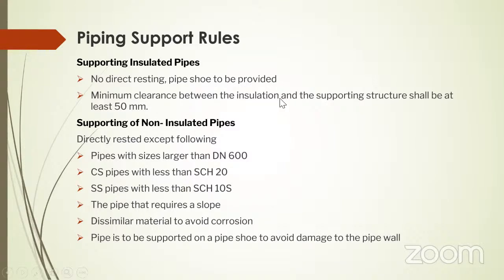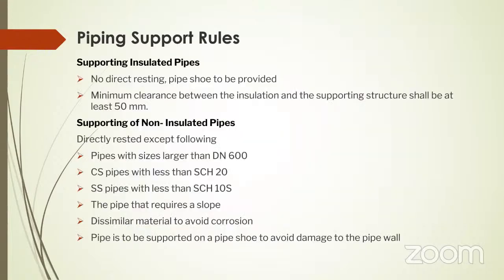And then the minimum clearance between the insulation and the supporting structure, that is the secondary structure, shall be minimum 2 inch, that is 50 mm. And then supporting of non-insulated pipes like cooling water pipelines, air lines, low temperature pipelines. Here they will be directly rested, except the following pipes with larger 600 diameter. You need wear support: carbon steel with less than schedule 20, stainless steel less than schedule 10. These are the non-insulated pipelines you have to consider while choosing the piping support.